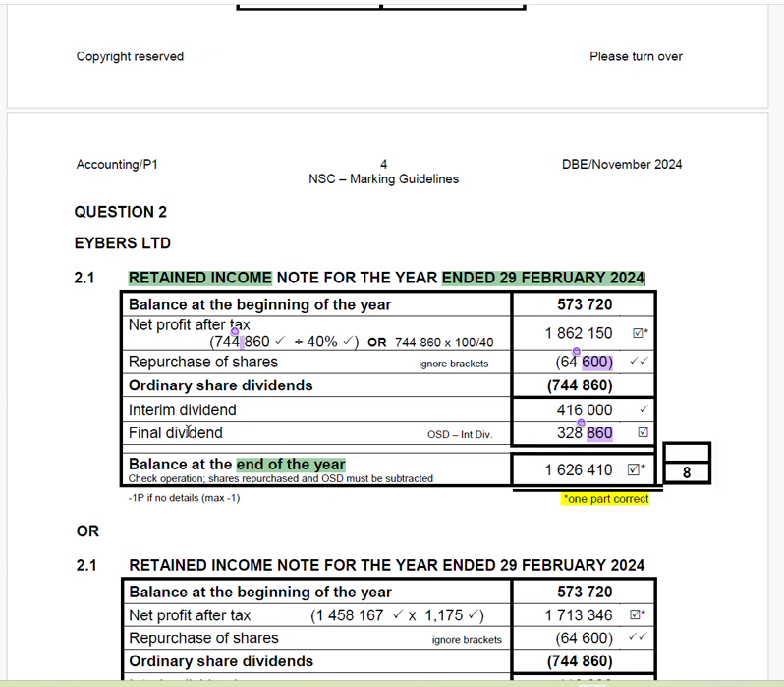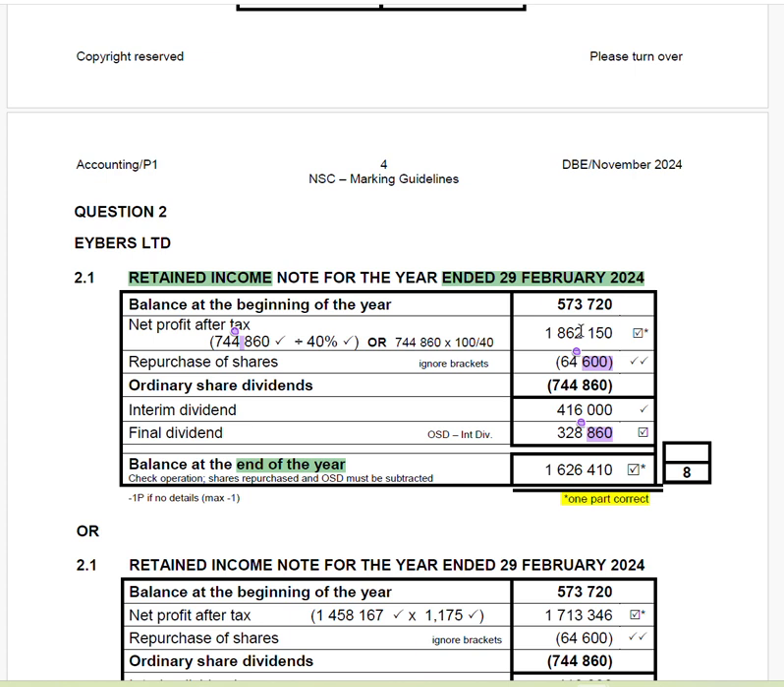And then the final dividends, we're not provided the amounts. However, we know how to get the amount because we were provided the total dividends. We're going to say total dividends minus the interim dividends, or dividends that were paid halfway throughout the year. And then you're going to get 28,860.